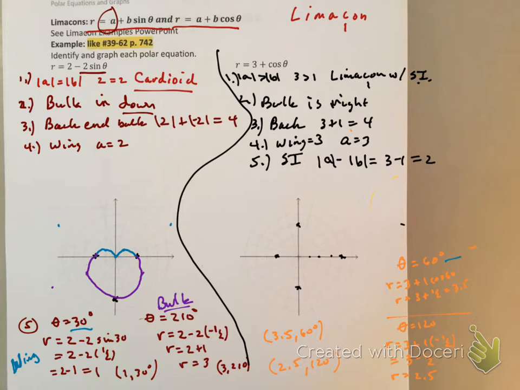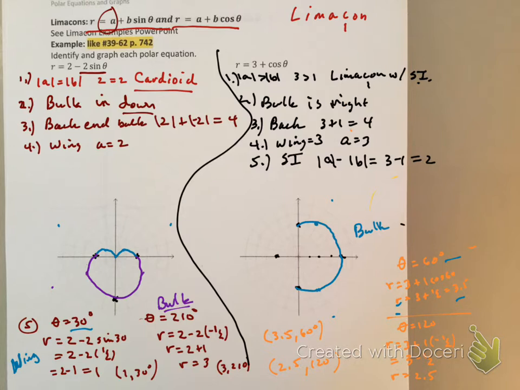If I do this point right here, I have to go 60 degrees, which is this angle, and I'm supposed to go 3 1/2 units. So let's see here, 1, 2, 3 1/2. That's this point right here. And on the other side, here's my 60 degree angle, and I'm supposed to go 3 1/2 again. So 1, 2, 3, 3 1/2 is right here. So when I draw the bulk, this time in blue, that's going to be the bulk, right there.